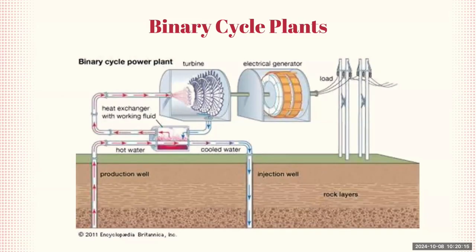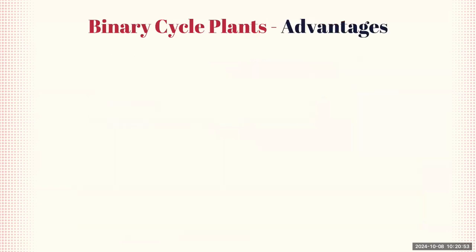So this diagram illustrates the process of a binary cycle power plant, where the hot water from the production well is circulated through a heat exchanger, where it transfers heat to a secondary working fluid. The secondary fluid vaporizes and drives a turbine, which is connected to an electric generator that produces electricity. The geothermal water, now cooled, is re-injected back into the ground through the injection well, while the working fluid is also cooled and reused in a closed-loop system. This design makes binary cycle plants ideal for moderate temperature geothermal resources using a highly efficient and environmentally friendly process.